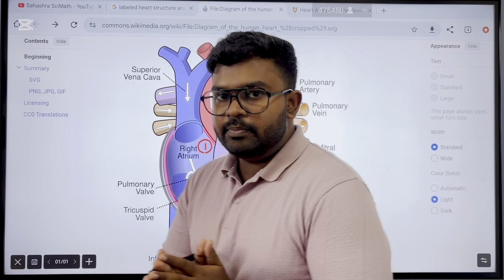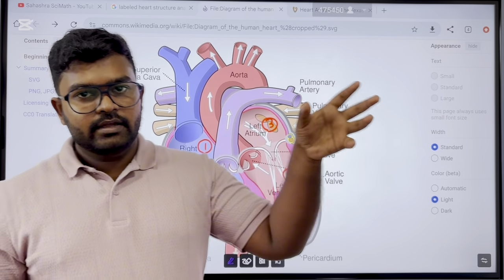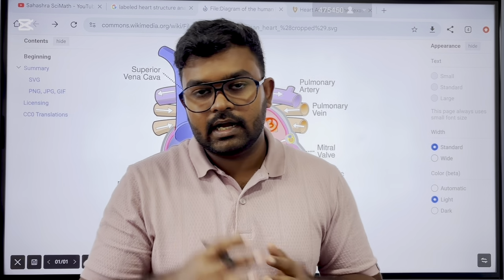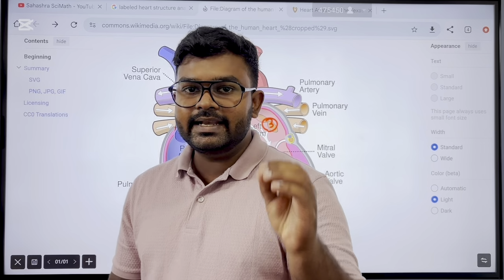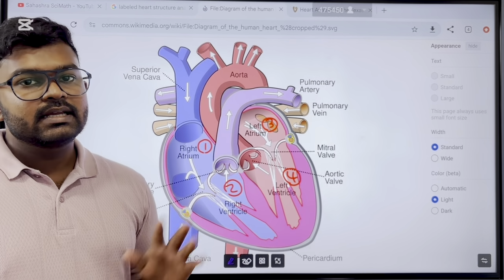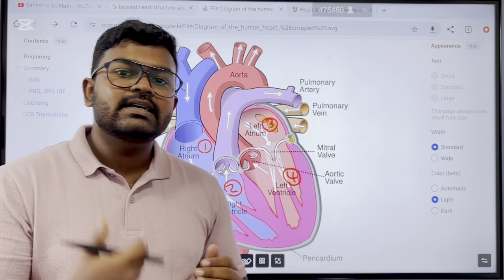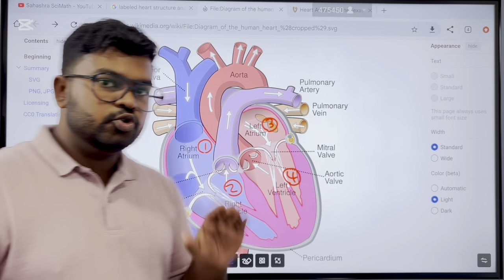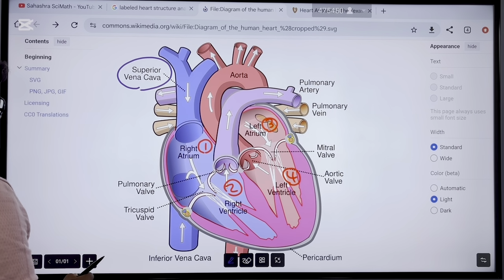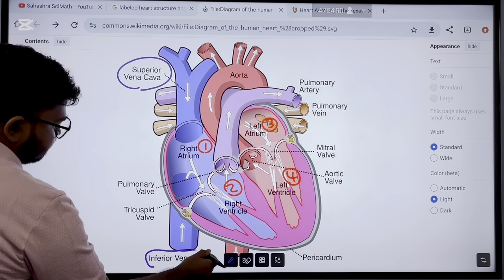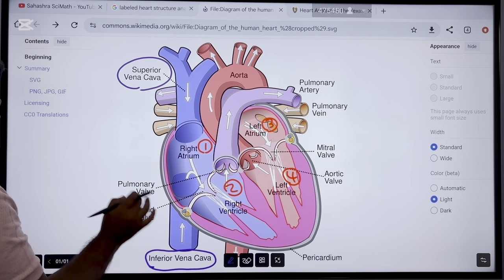Alright, now we are going to discuss the structure with blood flow through the heart. As I told you before, veins carry blood towards the heart. There are 2 main veins which carry blood into the heart, and you have to remember them. These 2 main veins are called the superior vena cava and the inferior vena cava.